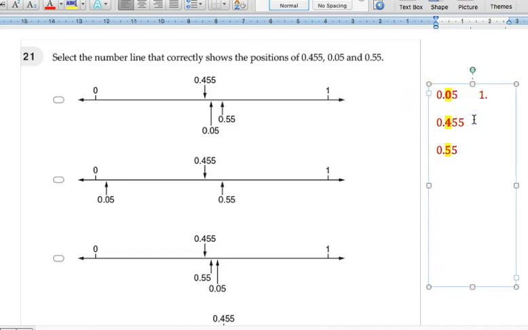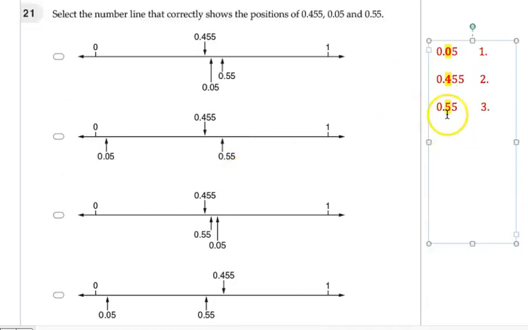And 0.455 is the next smallest, because we look at the tenths place, which is highlighted, and then 0.55 is the largest of those three numbers. So we want to look for the answer that has those numbers in that order. So we want 0.05, then 0.455 and 0.55. So just looking for that.